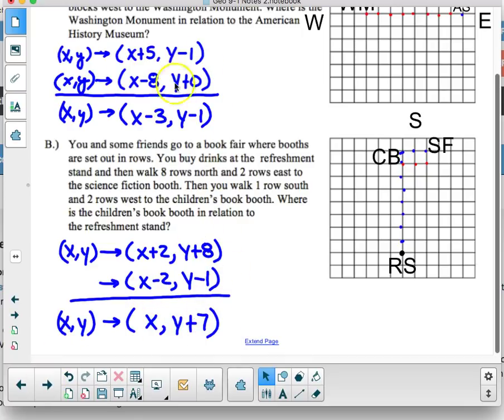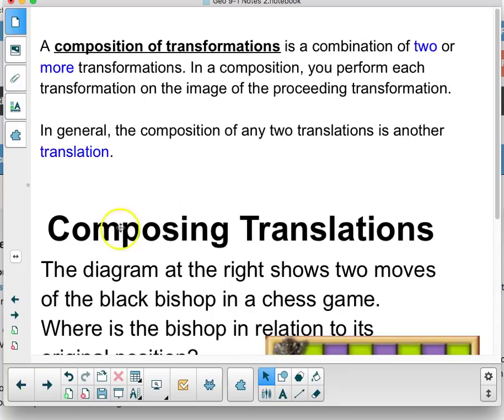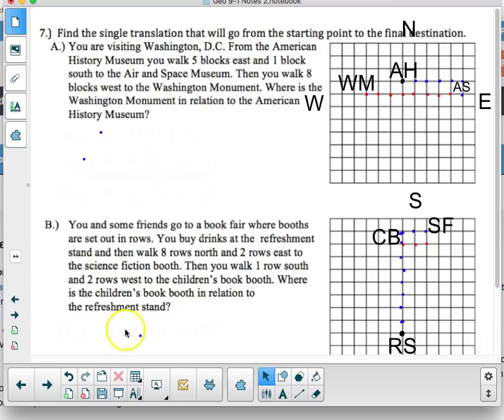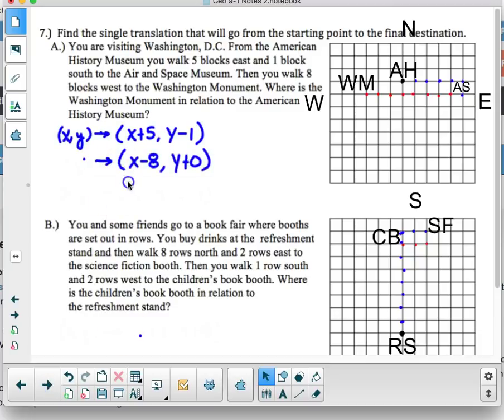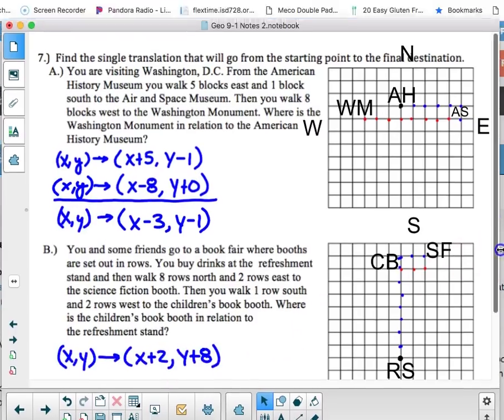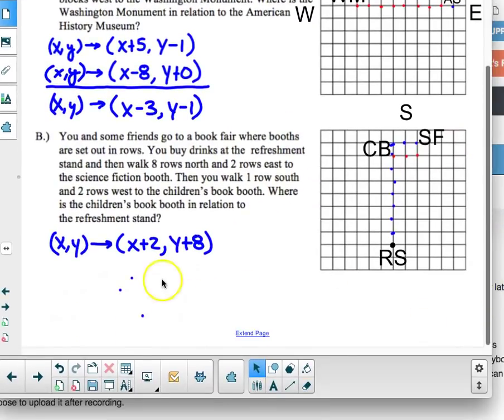And remember, this is a simple little look at us talking about composition of transformations. So these compositions of transformations are a big deal, but it's not that hard. I just want to make sure that you understand them and that you kind of followed along with what we did.